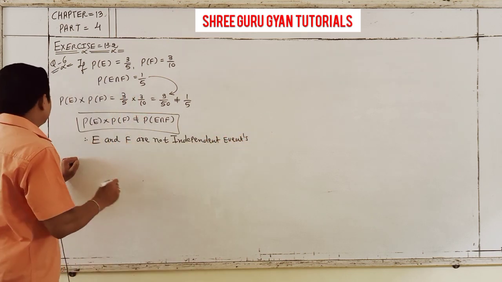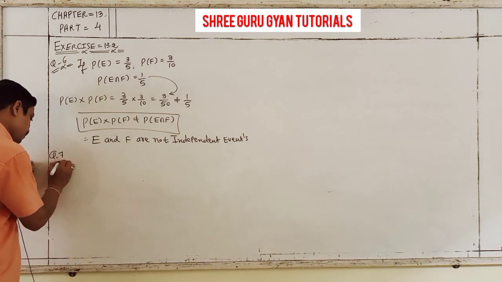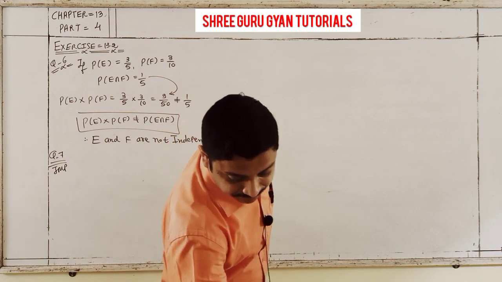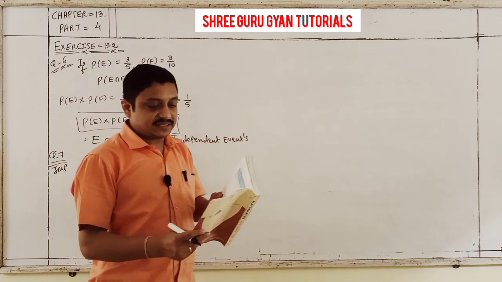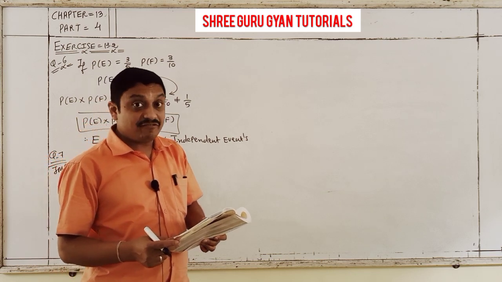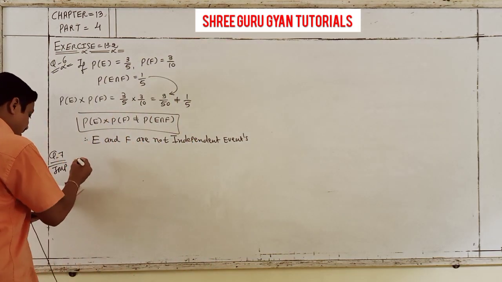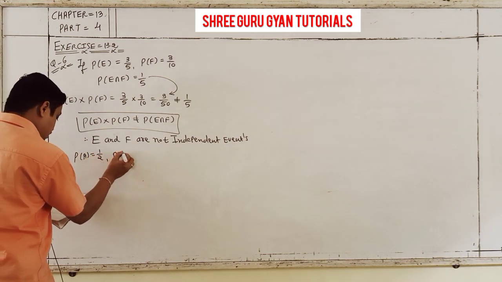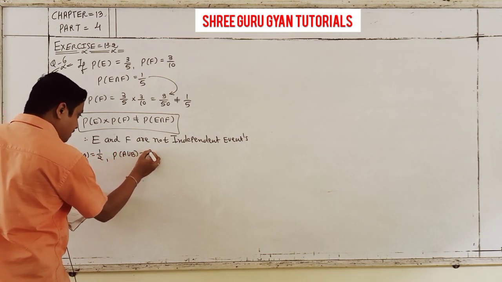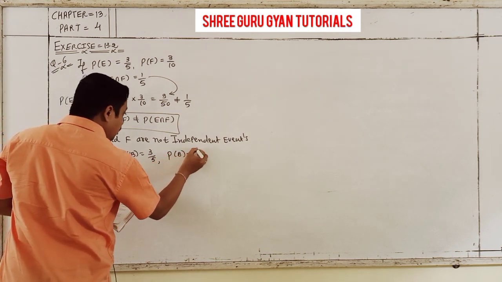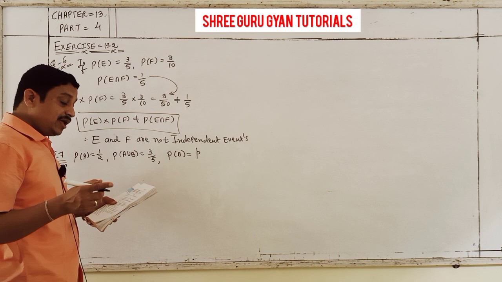Now, over that, question 7. Question 7, students, is important for the board exam, because there are two conditions given: mutually exclusive and, second, independent events. Define the value of p, where P of A is given as half, P of A union B is given as 3 by 5, and P of B is given as small p. Find out p in the two cases.